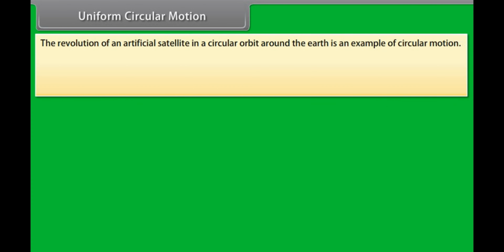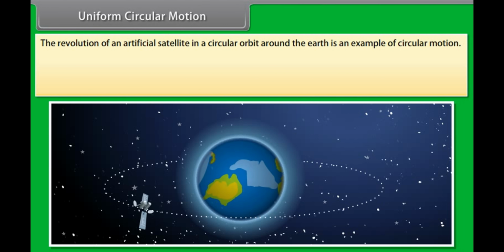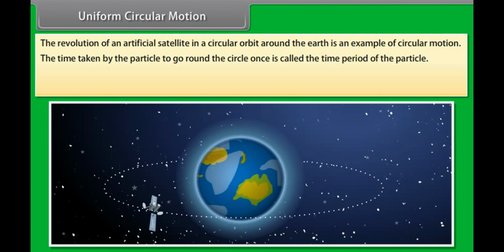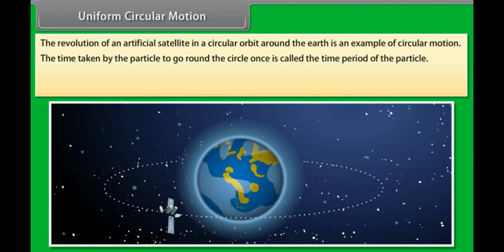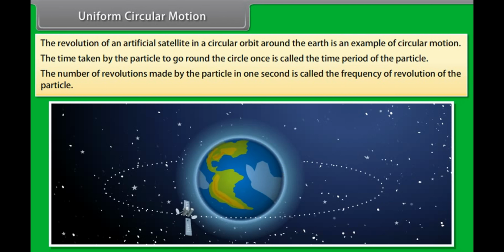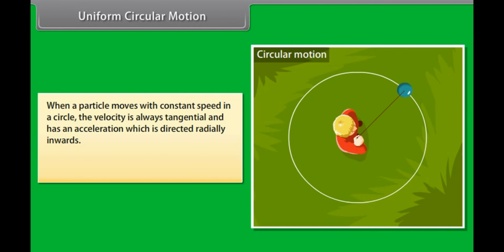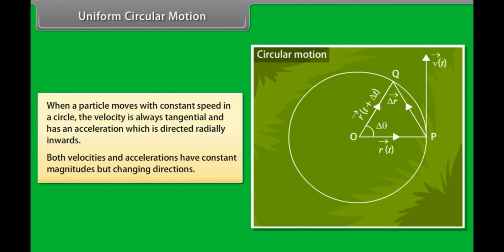Uniform circular motion. The revolution of an artificial satellite in a circular orbit around the Earth is an example of circular motion. The time taken by the particle to go round the circle once is called the time period of the particle. The number of revolutions made by the particle in 1 second is called the frequency of revolution of the particle. When a particle moves with constant speed in a circle, the velocity is always tangential and has an acceleration which is directed radially inwards. Both velocities and accelerations have constant magnitudes but changing directions.